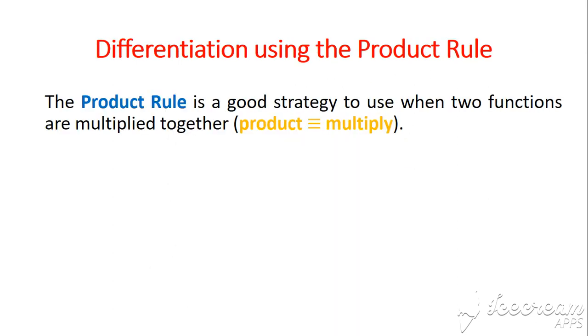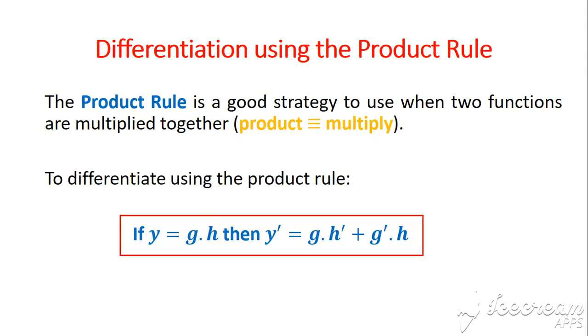The product rule is a good strategy to use when two functions are being multiplied together. The word product means to multiply. So to differentiate using the product rule, we're going to use the following idea. If a function y is made up of a function g times a function h, then the derivative of y, y dash, is equal to g times h dash plus g dash times h.